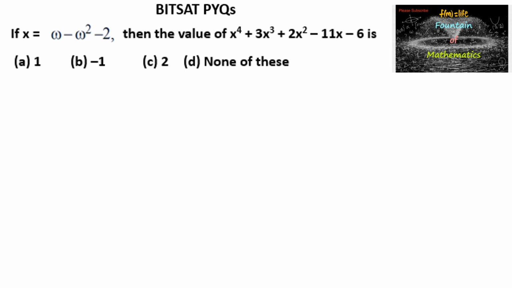Given x in terms of omega, that is complex cube root of unity, find the value of x power 4 plus 3x power 3 plus 2x square minus 11x minus 6. Let us recall the properties. Omega cube is equal to 1 and 1 plus omega plus omega square is equal to 0.